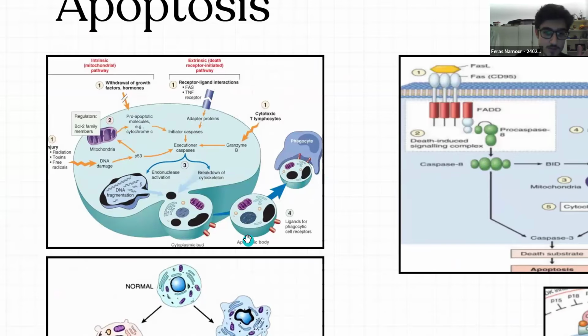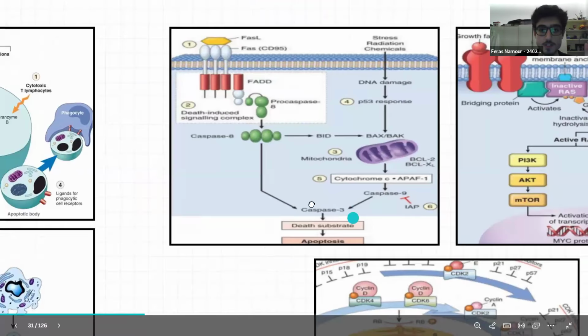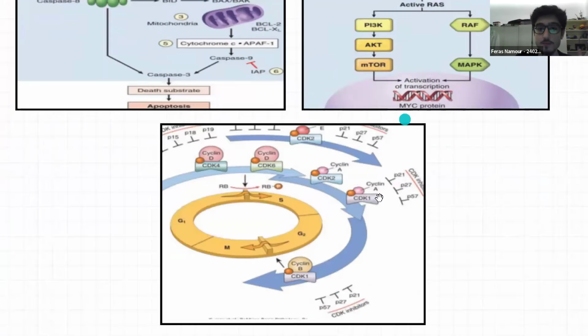So this is apoptosis, right? You have a phagocyte and parts of the cells are dying out, BCL2 members, and a lot of things going on, right? And this is the difference between necrosis and apoptosis. Right? Know these images, because they can come for you.